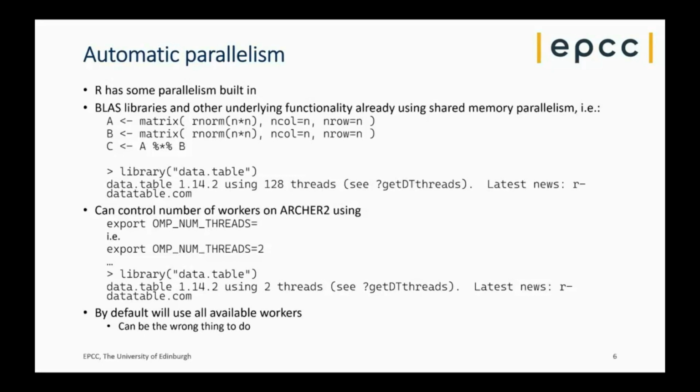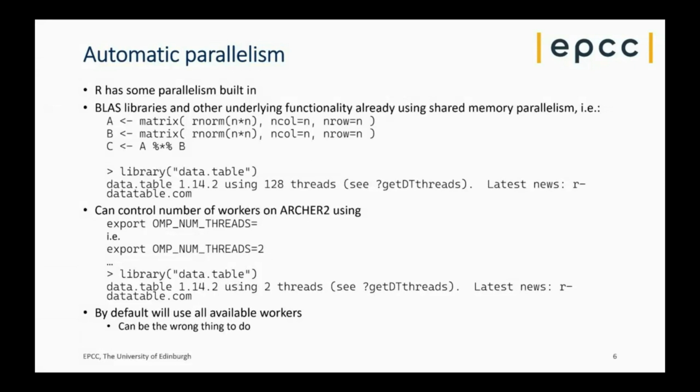If we use the data table library here, we can see that when we load up the data table library, it will say, actually, I'm using this data table library and I'm going to use 128 threads. That means I'm going to use 128 workers on this node because I've got access to that, and away we go. And actually, by default, R will, with these functionalities, try and use all the workers that are available. So if you run R on a compute node with a script and it's doing some of this built-in functionality, it will try and use all 128 workers at once.